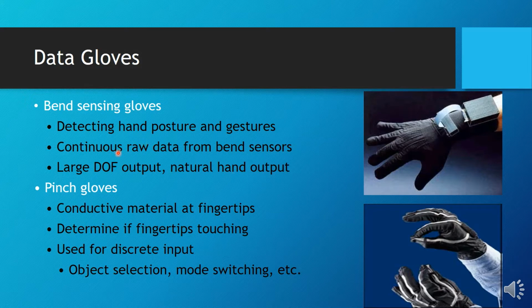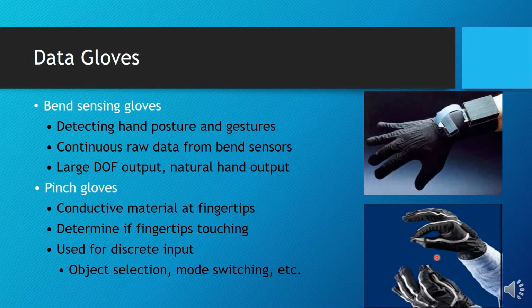Another type besides the bend sensing glove is the pinch glove. Based on this figure up here, the first one is using bend sensing, based on how you bend your hands. The second type is the pinch glove. Pinch means here you pinch or press with your fingertips.